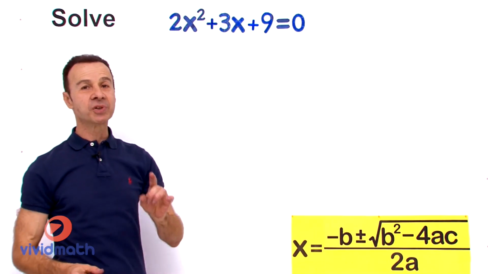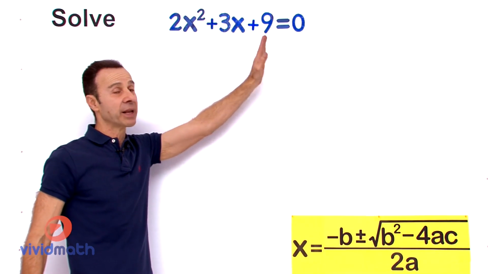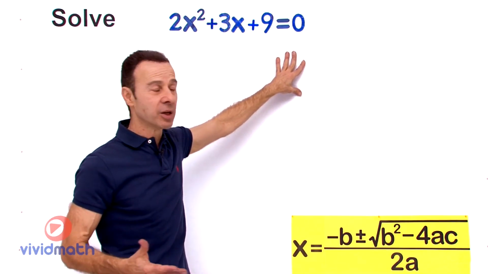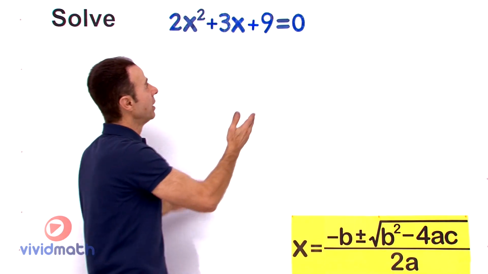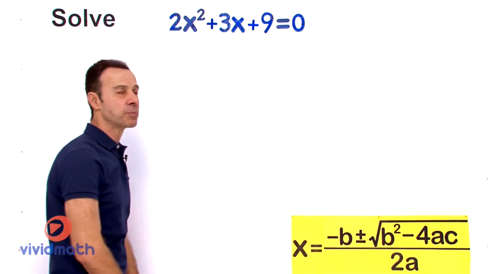Okay, in this video episode, we are solving a quadratic equation, 2x squared plus 3x plus 9 equals 0, and it's probably going to have complex solutions. But how can you tell? Well, first of all, just by looking at it, I can't find two numbers that multiply to give me 9 and add to 3. It's pretty difficult.